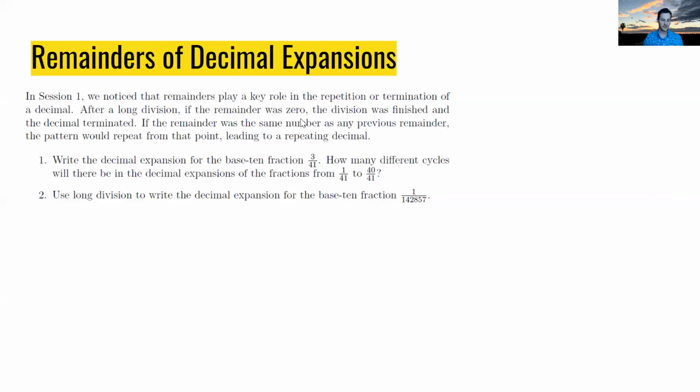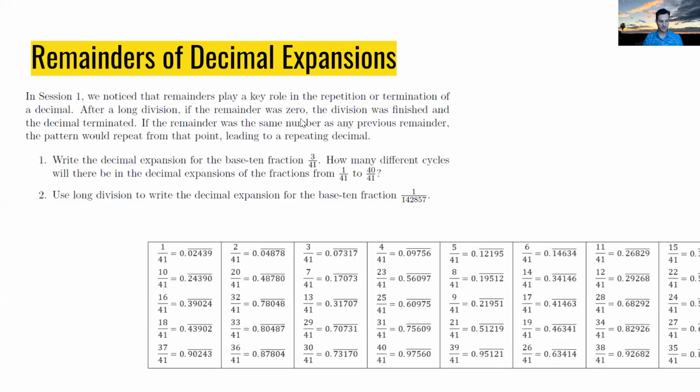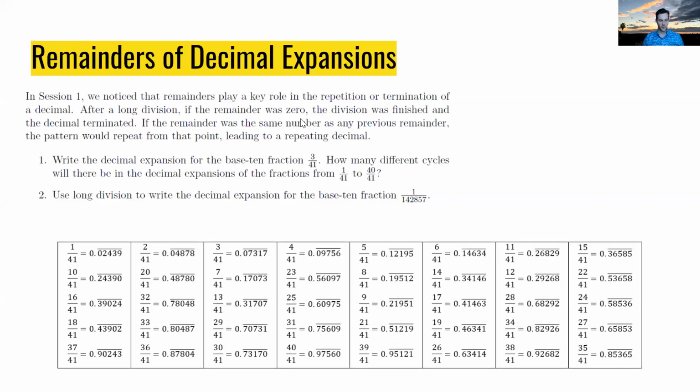After a long division, if the remainder was 0, the division was finished and the decimal terminated. If the remainder was the same number as any previous remainder, then the pattern would repeat from that point, leading to a repeating decimal. So we looked at decimal expansions of 41sts and found some interesting patterns. One thing we noticed was that you could add 1/41 to 1/41 and get the digits to 2/41 without having to do the long division again.